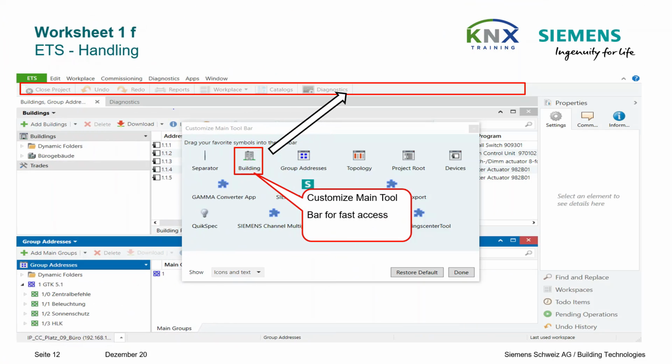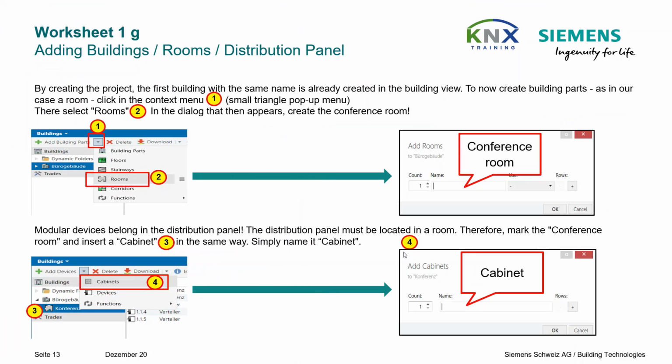ETS can also be operated in many different ways. On the one hand, via the classic menu structure, but also by means of quick selection keys above the menu. These quick selection keys can be configured as shown here. To open this configuration panel, you have to press the right mouse button in the area of the quick selection keys. Let's now proceed on our office building project.